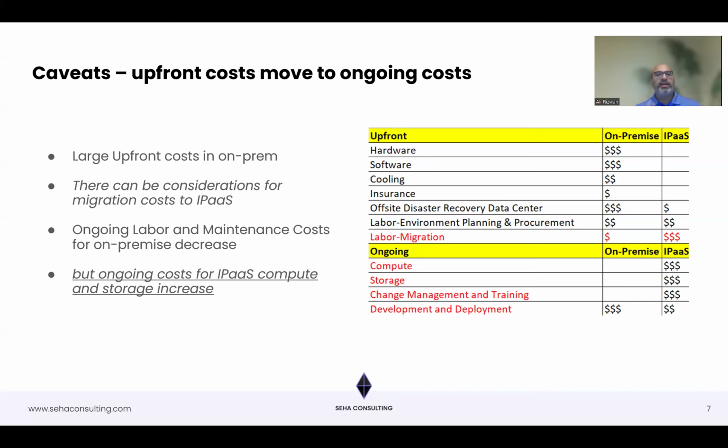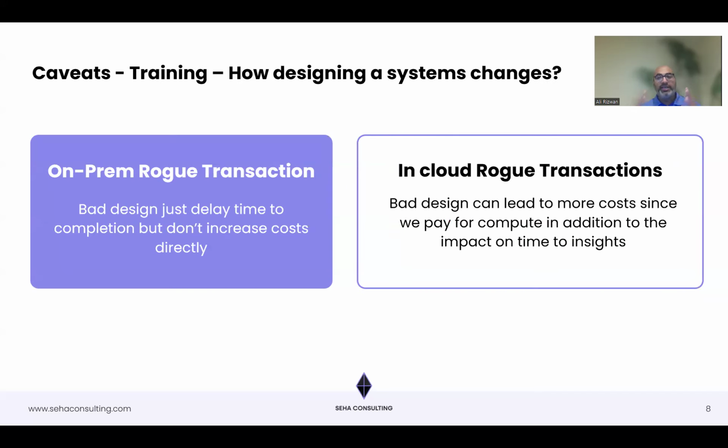However, with the responsibility that you have with that flexibility, there are certain caveats that come into play, because how you design your system changes. A very pertinent example of that is a rogue query. Anybody who's done any development knows that if you have any rogue transactions, a bad design in an on-prem system, all it really does is lead to a delay to complete your task. It doesn't really increase any cost because the servers and the infrastructure you have are all you're working with. However, in the cloud, because it's a pay-as-you-go pricing model, a bad transaction can lead to a lot more cost. You're not only waiting for the delay to complete your transaction, you're also paying for additional costs.